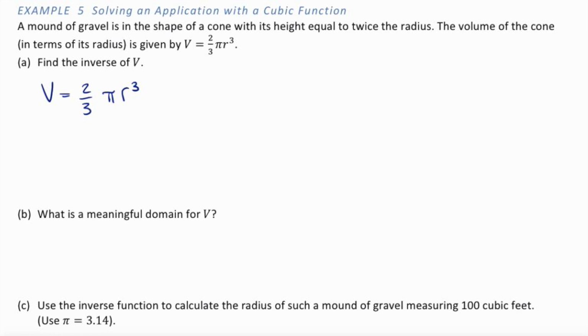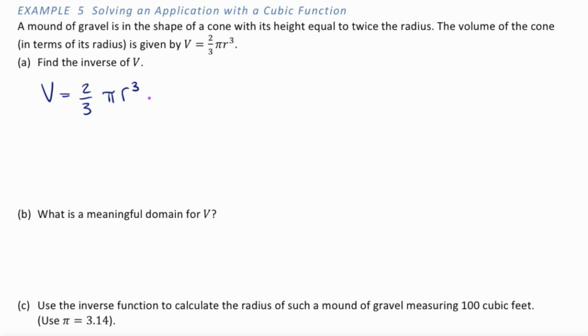Now let's stop and think what the inverse of V will give us. Right now, we put in a radius and we get out a volume. To get this inverse, we're going to put in a volume and get out a radius. So I'm not going to swap these variables around. I'm just going to go ahead and solve this for r.